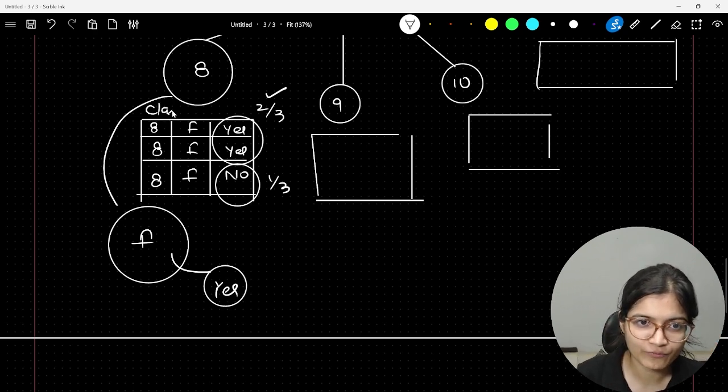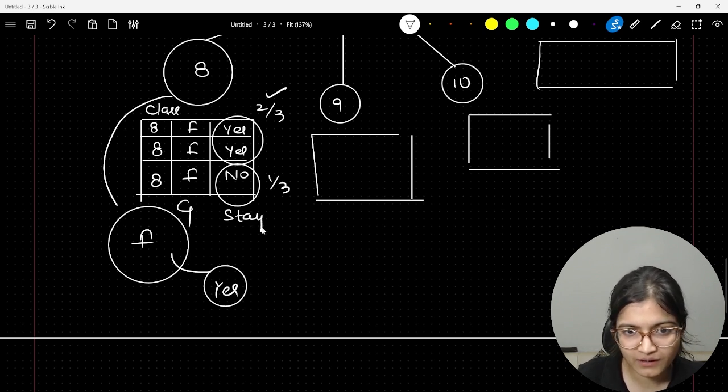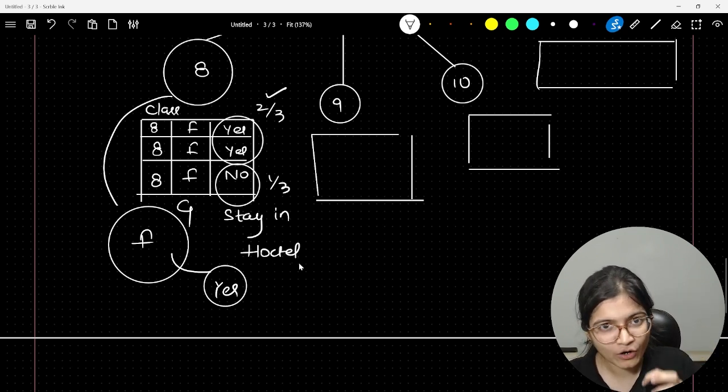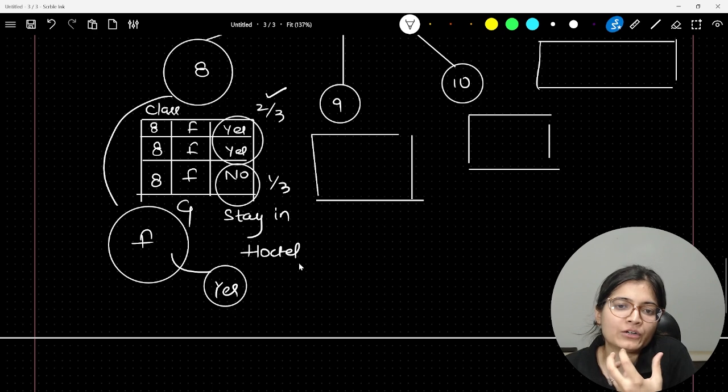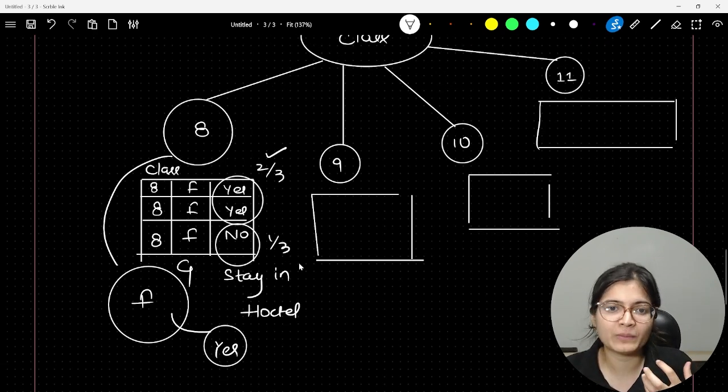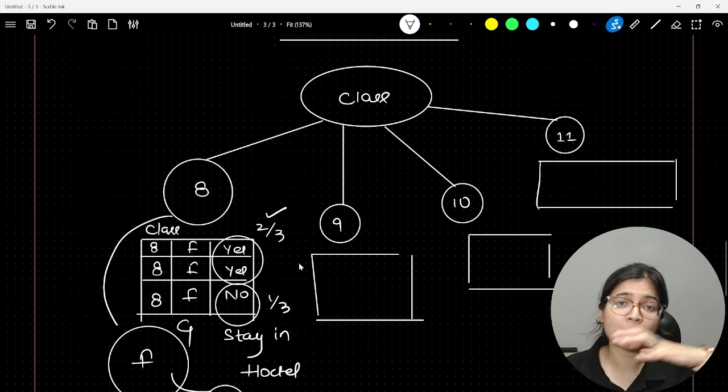This is a class category which we already have subdivided. This is a gender, and this is a final classification task where we are saying whether a person will stay in hostel or not. So in this case, the chances of staying in hostel is quite high as compared to the person who will not stay in hostel. This is how basically the classification will be done. So you can see overall it's a probability only.